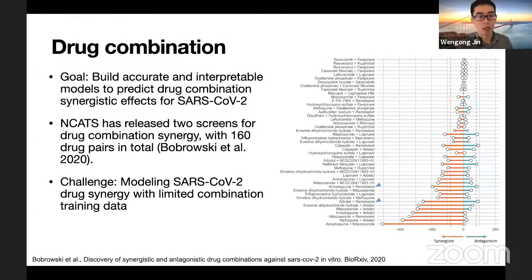So our goal is to build models to predict effective drug combinations for SARS-CoV-2. Recently, NCATS has released 2 different screens for drug combinations with labeled drug combination synergy data. It has around 160 drug pairs in total. So the challenge here is how to learn to predict the synergism of drug combinations with limited training data.